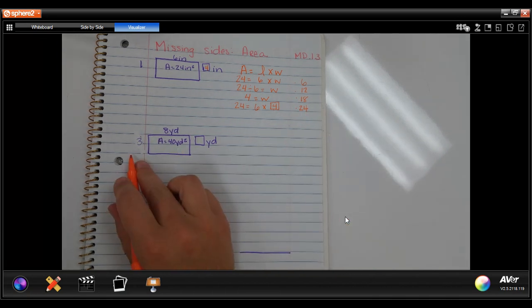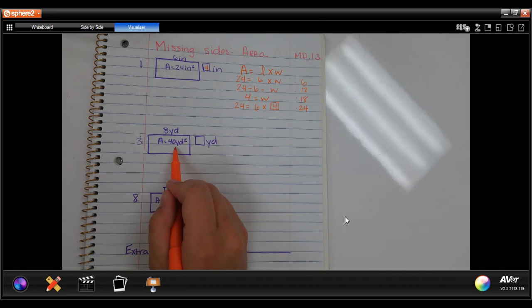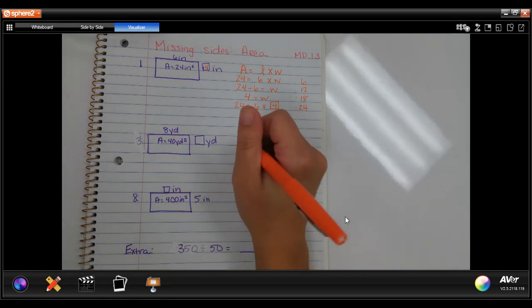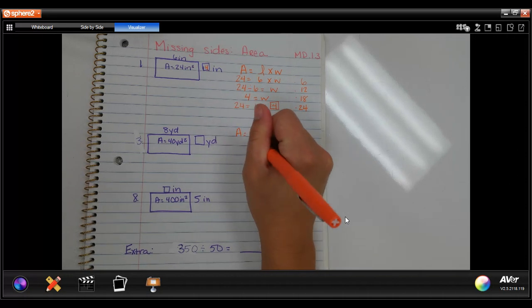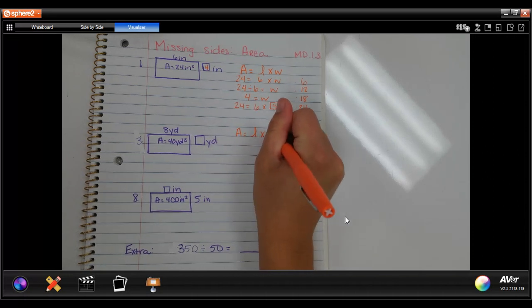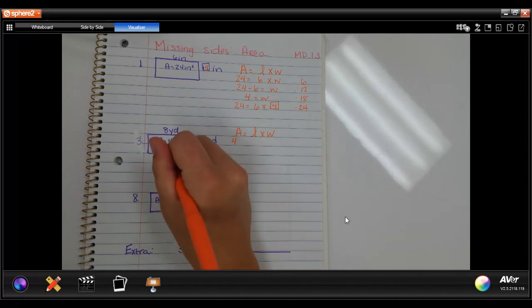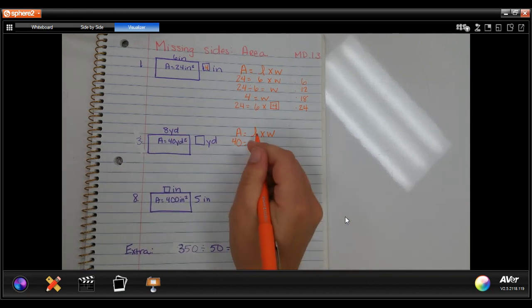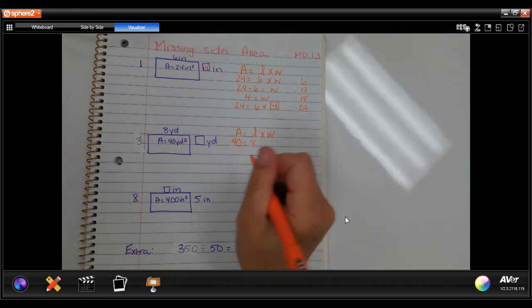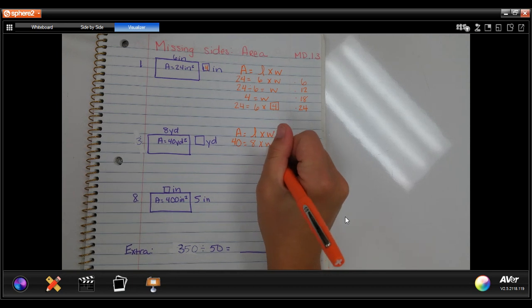Let's move on to number 3. In this one, the area is 40 yards squared. The length is 8 yards, and we're trying to find the width again. So I'm going to rewrite my area formula. A equals length times width. I know the area is 40 yards squared. The length I know is 8 yards times the width, which I do not know.